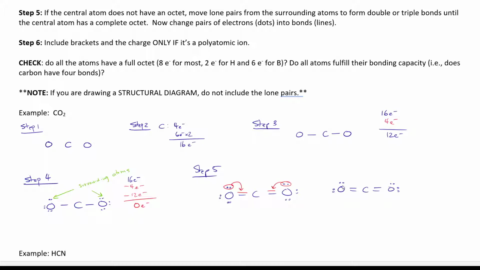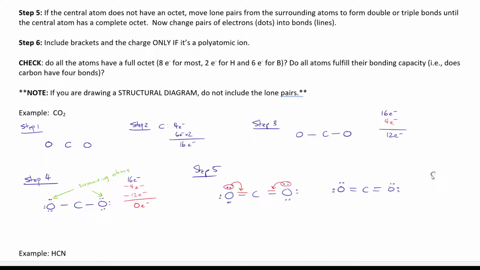So 2, 4, 2, 4, 2, 4, right? But then this oxygen has 2, 4, 6, 8. This oxygen has 2, 4, 6, 8. And this carbon has 2, 4, 6, 8. So we look at each of the atoms and we check.